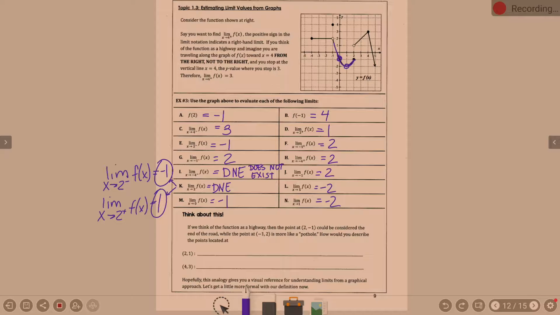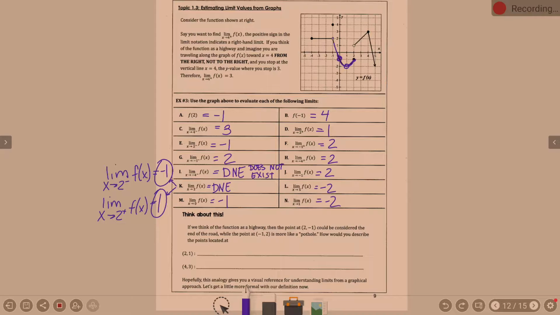Okay, at the bottom real quick, let's see, what's it say? I'm trying to remember. If we think of the function as a highway, then the point at 2, -1 could be considered the end of the road, while the point -1, 2 is more like a pothole. Okay, so 2, -1 is an end of the road. Like there's a dead end there, right? -1, 2, it's a pothole because the road keeps going, right? The road keeps going in turns, but there's a hole there. So a pothole is how she described it.